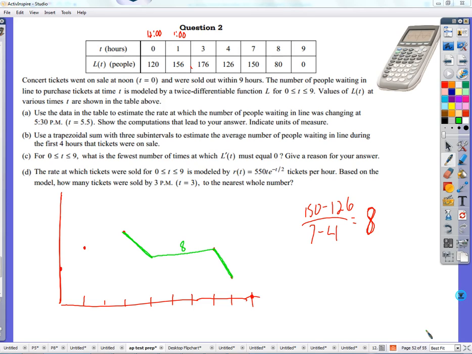Trapezoidal sum with three subintervals to estimate the average number of people waiting in a line during the first 4 hours that tickets were sold. So this is nice. We have this graph. Took you long enough. Go ahead and do this.